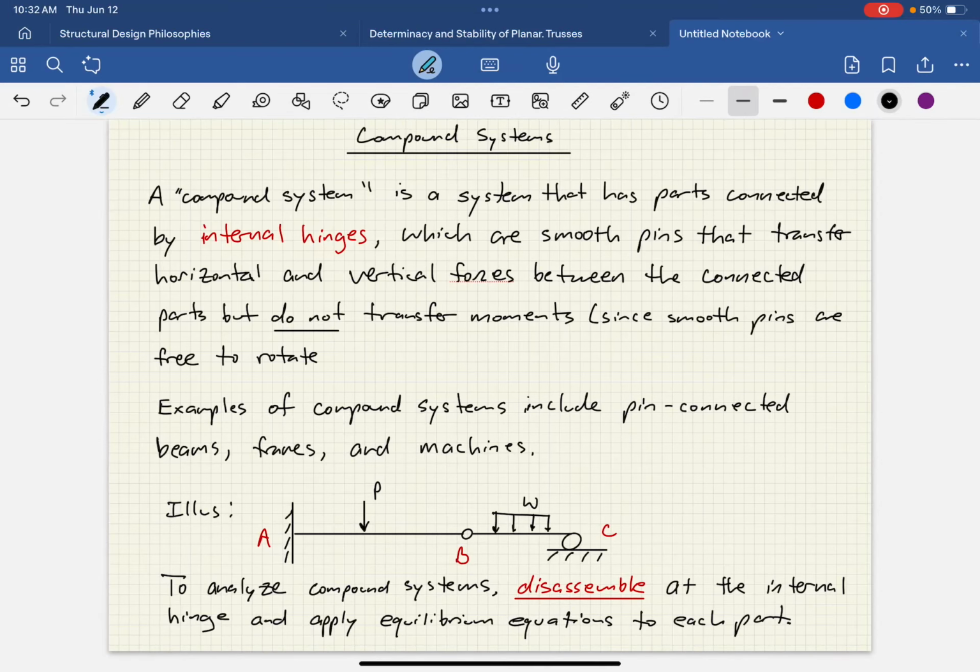Hey everybody, Dr. A here, and in this video we're going to be providing some background information on what are known as compound systems in a statics environment. So let's go ahead and get started.